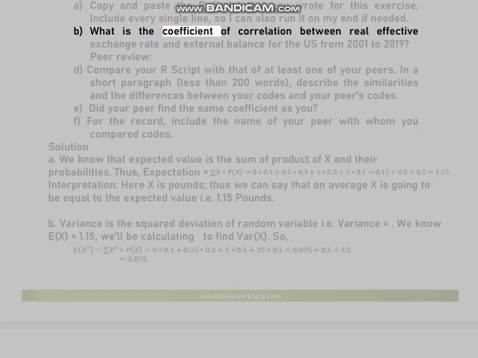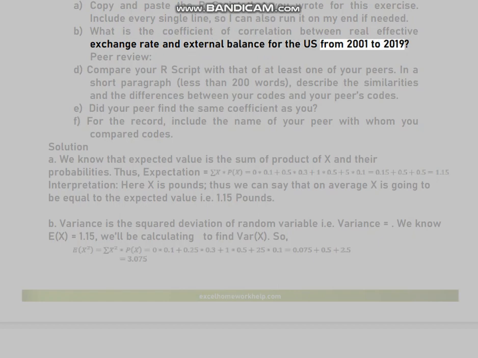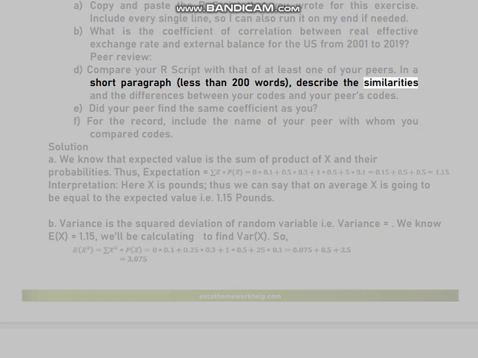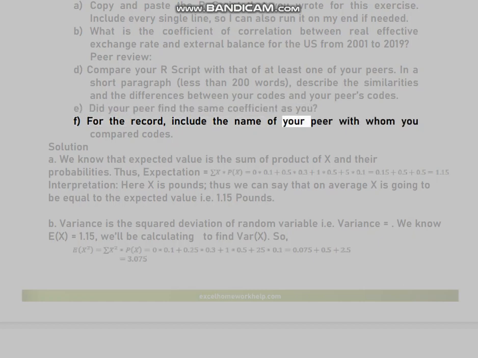B. What is the coefficient of correlation between real effective exchange rate and external balance for the US from 2001 to 2019? Peer review. D. Compare your R script with that of at least one of your peers. In a short paragraph, less than 200 words, describe the similarities and the differences between your codes and your peers' codes. E. Did your peer find the same coefficient as you? F. For the record, include the name of your peer with whom you compared codes.